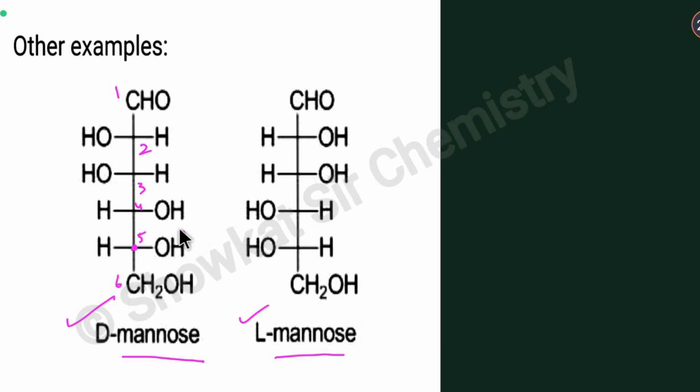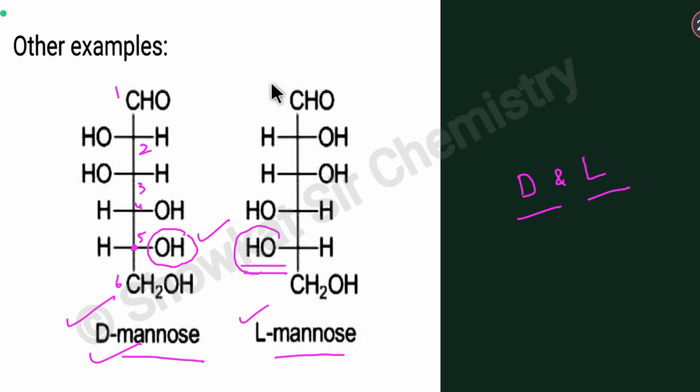Now on the last chiral carbon, that is carbon number 5, you have to check whether OH is on the right side or on the left hand side. Here OH is on the right hand side, so this is my D isomer. And similarly in this mannose, OH is on the left hand side, so definitely it will be your L-mannose. This is how you have to differentiate between D and L. They are just simply isomers. It is just a nomenclature given to the sugars and amino acids. We have glucose, fructose, mannose, lactose, all these are what? They are sugars.